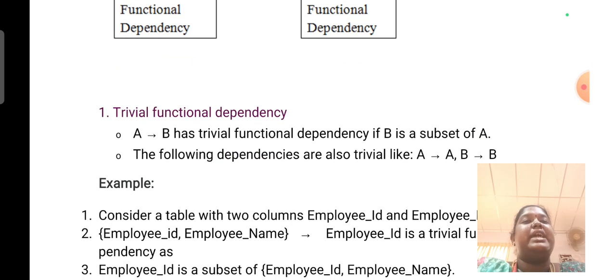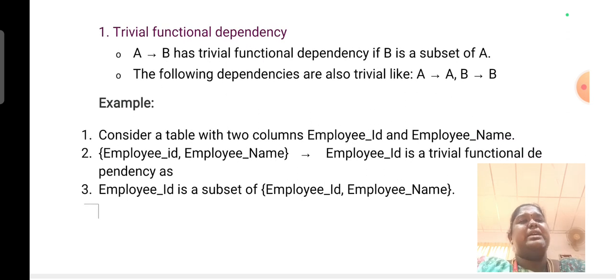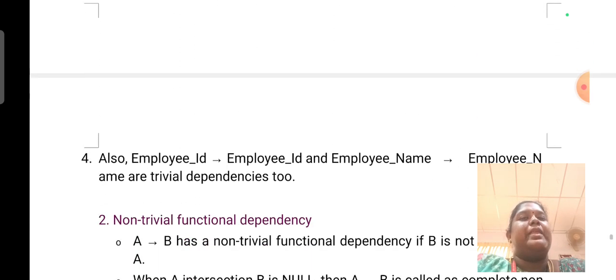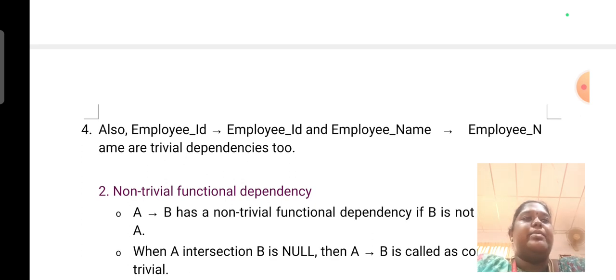Trivial functional dependency means A tends to B is a trivial functional dependency if B is a subset of A. The following dependencies are also trivial: A tends to A, B tends to B. Consider an example: a table with two columns, employee ID and employee name. Employee ID, employee name tends to employee ID is a trivial functional dependency, as employee ID is a subset of employee ID, name. Also employee ID tends to employee ID and employee name tends to employee name are trivial dependencies too.